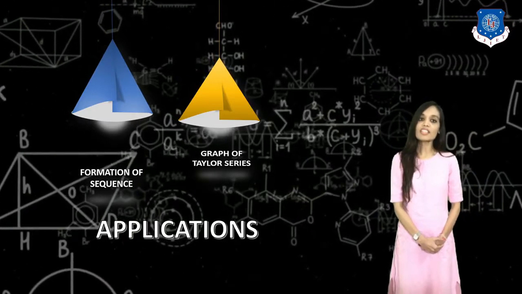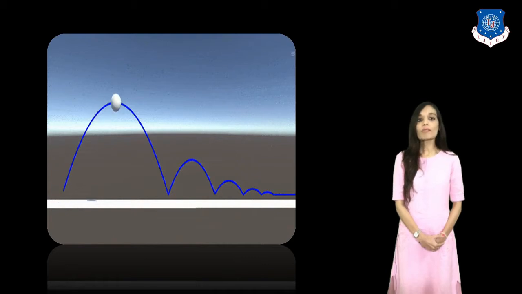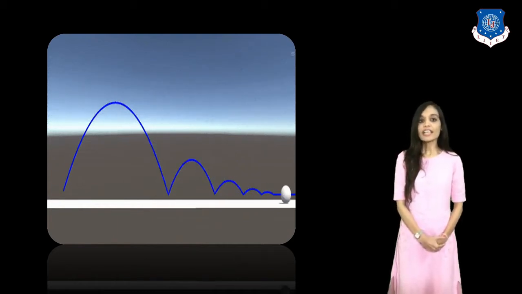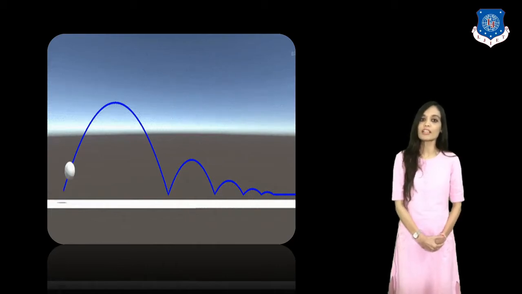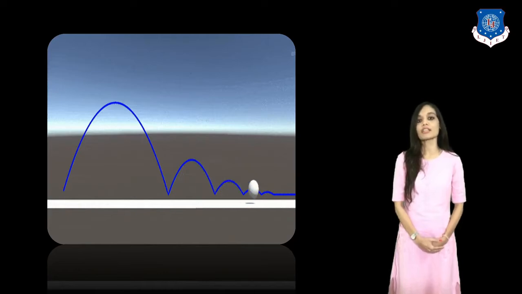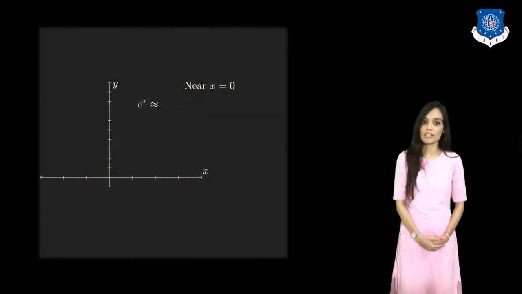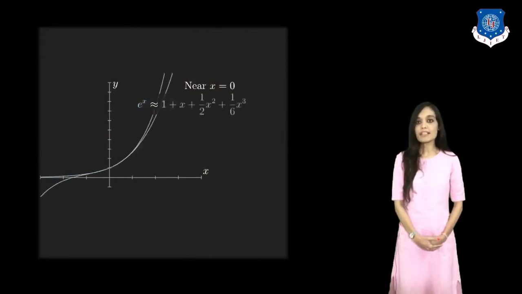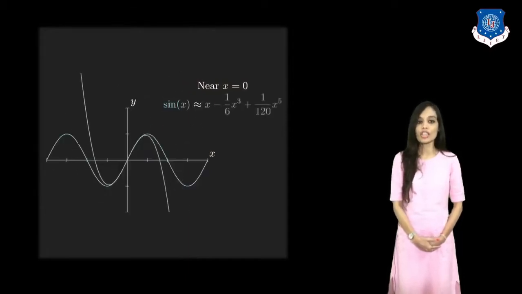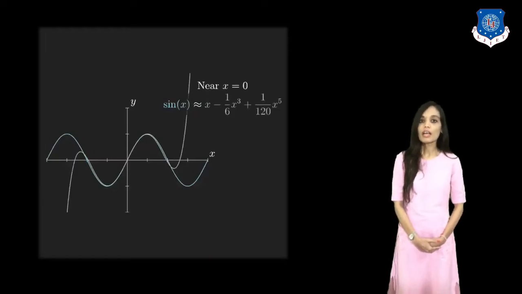Now let us see how a sequence is formed. In this video you can see a ball dropped from a certain height on a flat surface. It hits the surface after falling a certain distance and rebounds back, making a sequence of distances it covers. Next, we will have a look at the graph of Taylor series. This video displays the formation of the functions e raised to x and sin x using Taylor series.